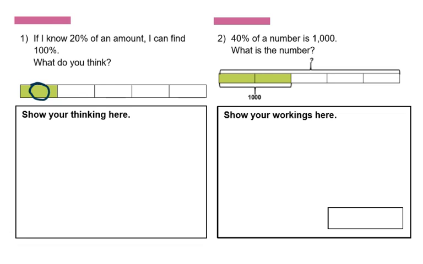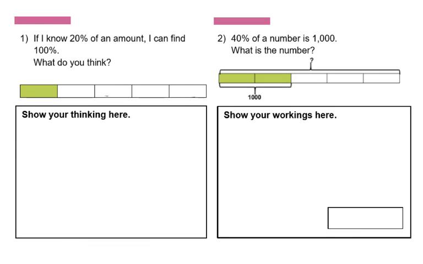So this would be my first 20%. This would take me then up to 40%. This would be 60%. This would be 80%. This would be 100%. In other words, there are 5 lots of 20 in my 100%.